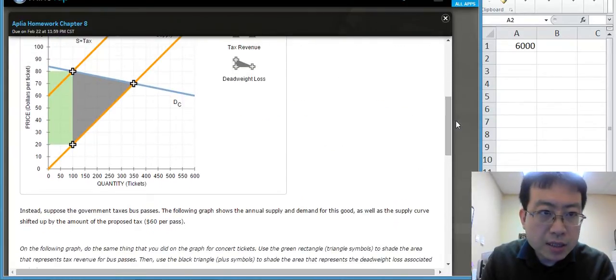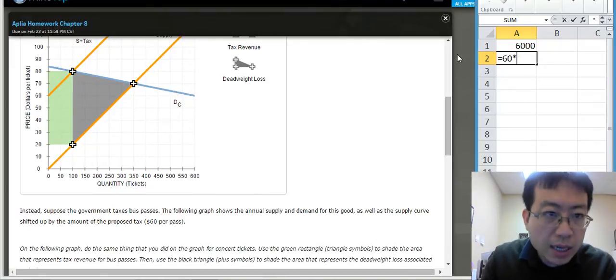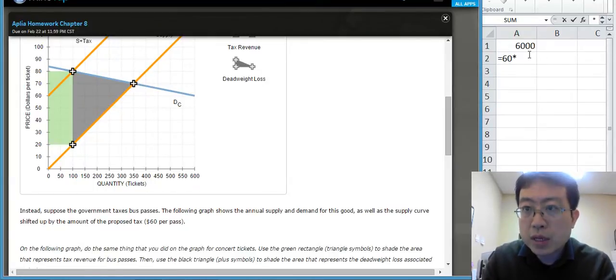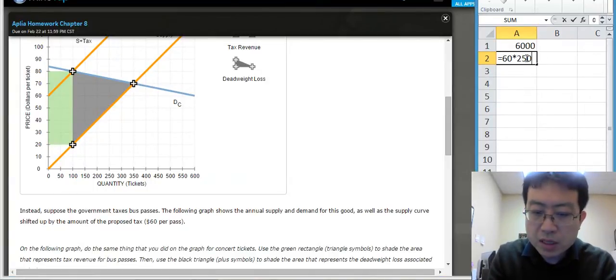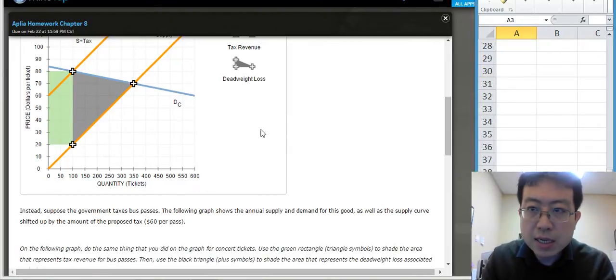And then for deadweight loss, again, to find the area of a triangle, it's base times height over 2. So the base will be 60 times the height, that's going to be from 100 to 350. So 250 divided by 2, that's going to be 7,500. That's our deadweight loss.